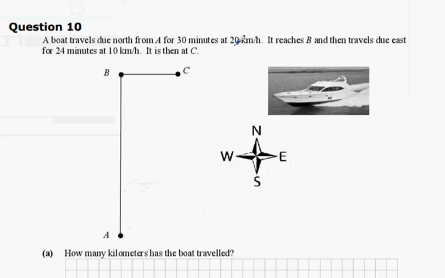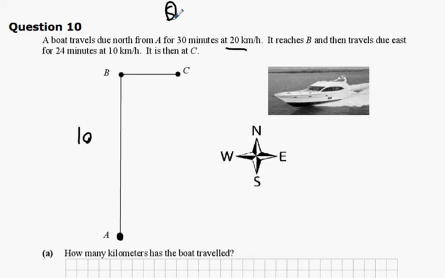Mathsisfun.com. Now, this one's interesting, alright? A boat travels due north. It starts here, yeah? And it goes for 30 minutes at 20 kilometers an hour. Do you travel the full 20 kilometers? Why not? Because you're not traveling for an hour, are you? You're traveling for half an hour. So how much distance do you cover? You're only going to travel 10 kilometers, aren't you?